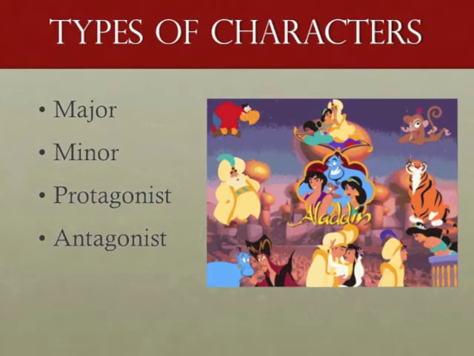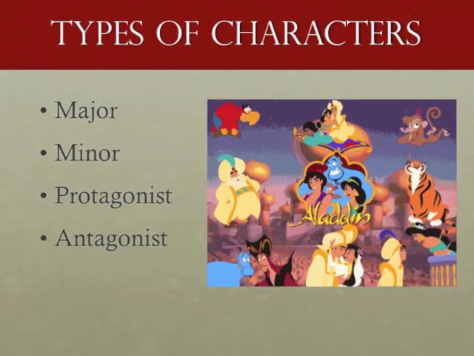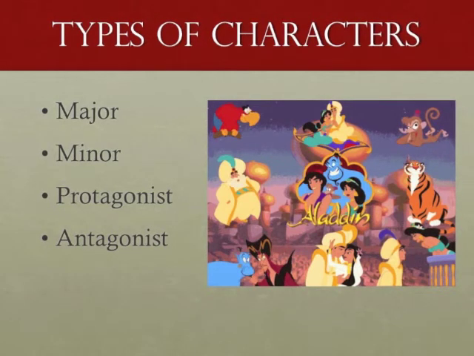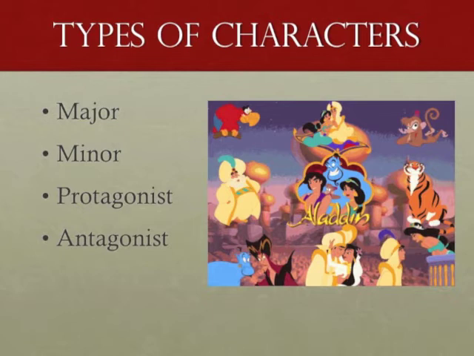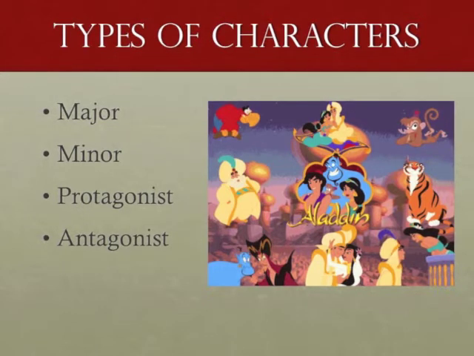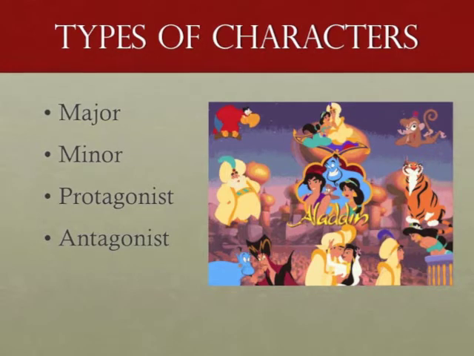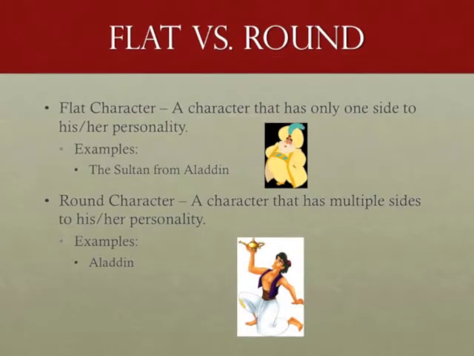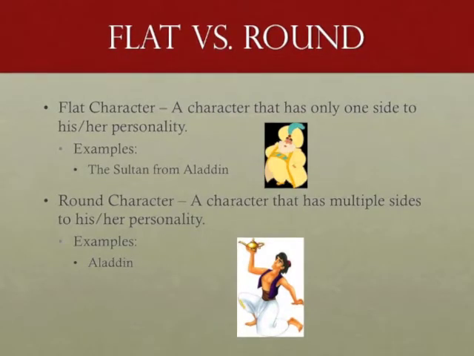Now, in this example, I'm using a children's story, Aladdin, and it's pretty simple that the good guy is the protagonist and the bad guy is the antagonist. It's not always that easy. Sometimes the protagonist is not good and the antagonist is not bad. We'll talk a little bit more about that as we talk about the different types of characters within the main character.